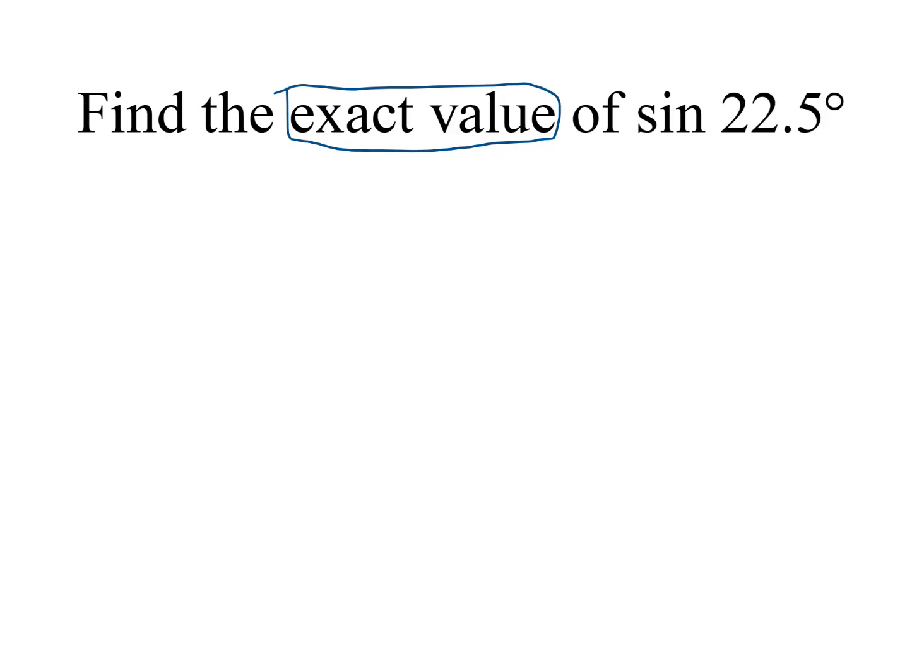If I doubled 22.5, so I multiply it by 2, I get 45 degrees. Oh, that is a unit circle value. So I could rewrite sine of 22.5 as the sine of 45 degrees divided in half. And I could use the half angle formula on it, and I do know the sine of 45 exactly. So that's what I want to do.